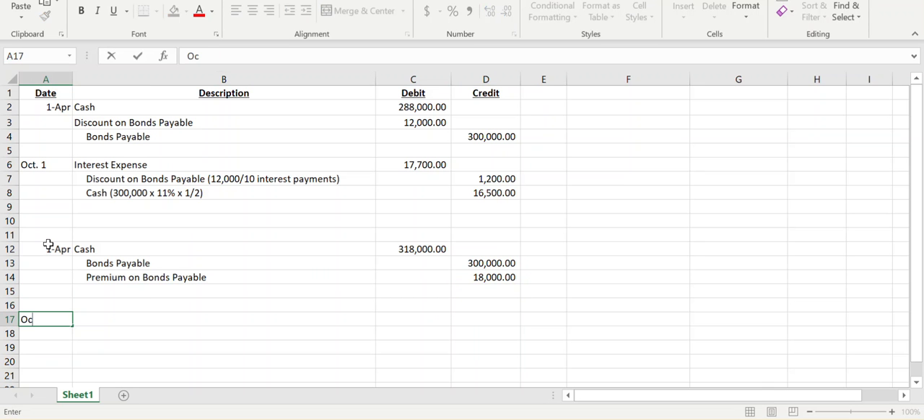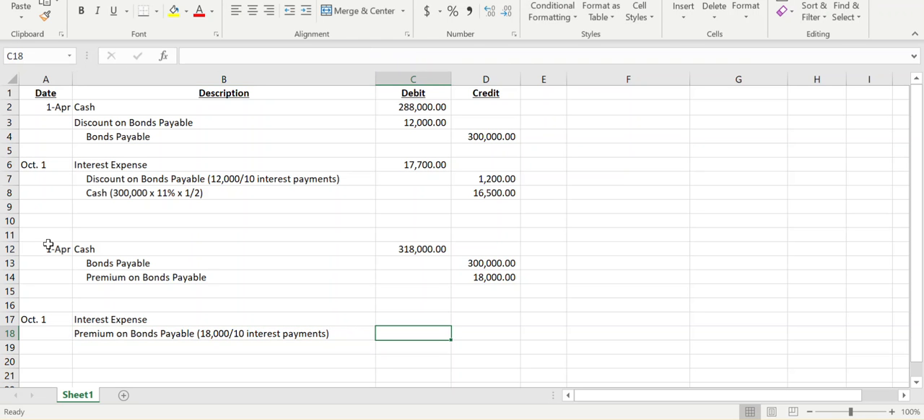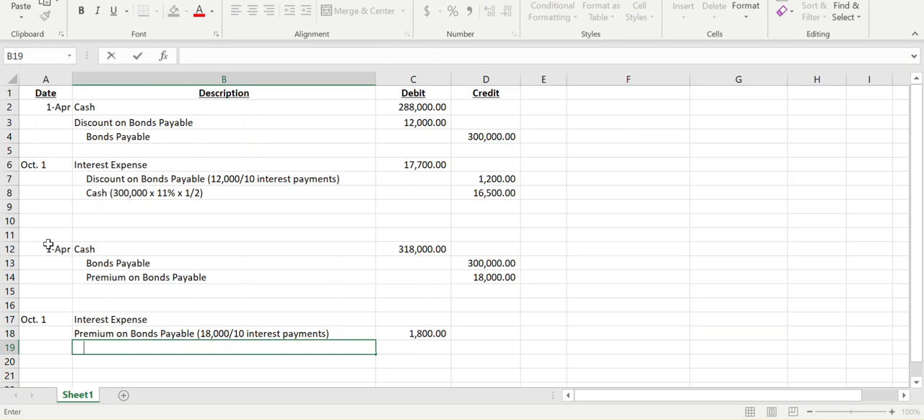And then on October 1st, we again are going to record our interest expense. We know we have to reduce the premium on bonds payable because it has to be at zero by the time that we pay off that bond. So we have an $18,000 premium on our bond payable. We have 10 interest payments that we are making. So that means we're going to reduce our premium every time we make an interest payment by $1,800.